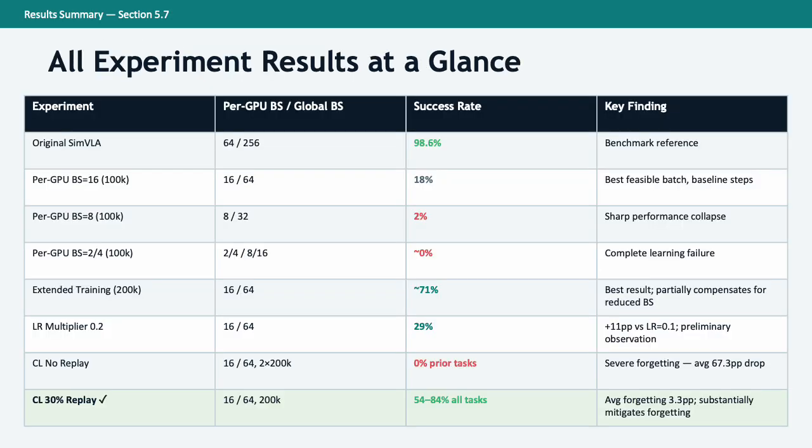Okay. This table shows other experiments. The main things we found are that a smaller batch size makes performance much worse, training for longer can help a little, and experience replay helps a lot to stop the model from forgetting. Among the continual learning methods we tried, 30% replay gave the best result.